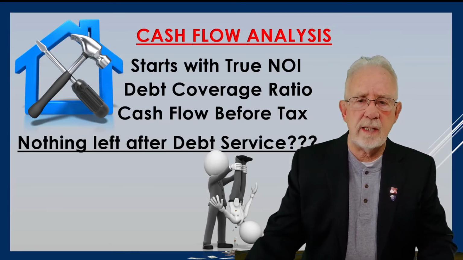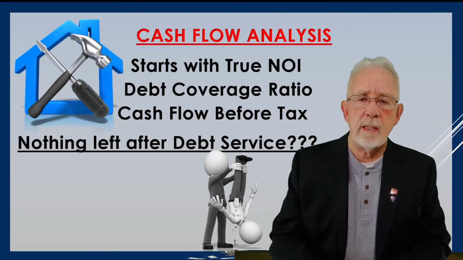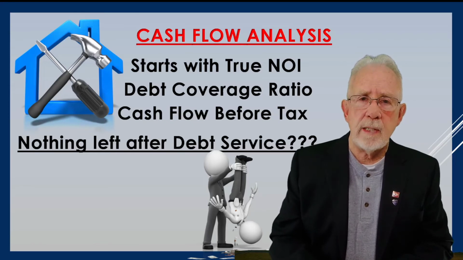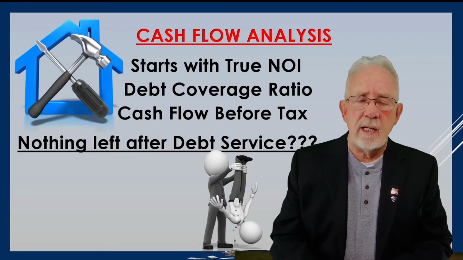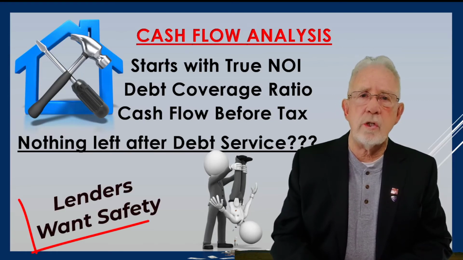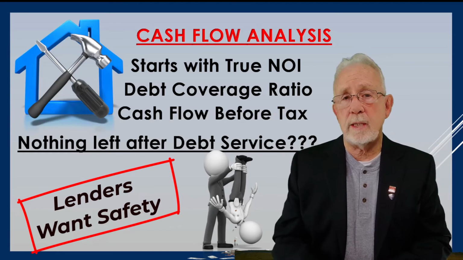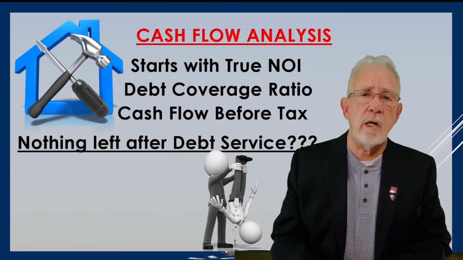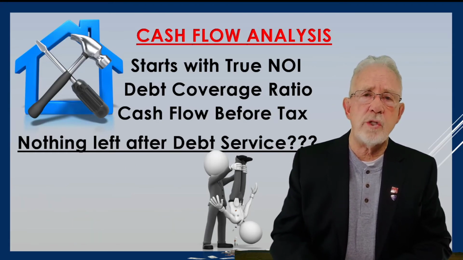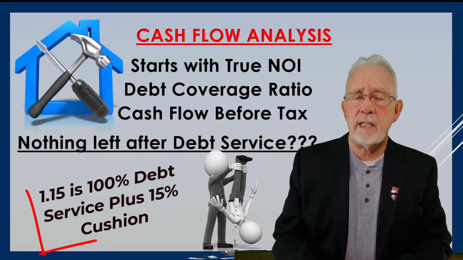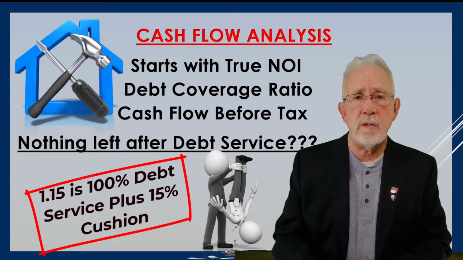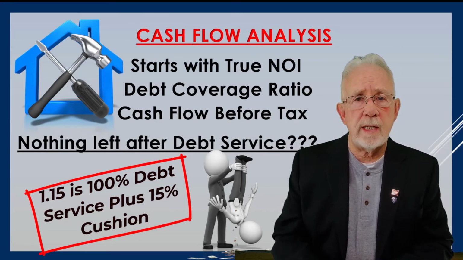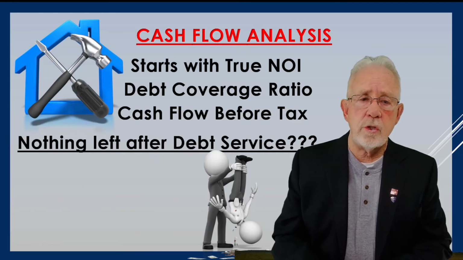Why does a lender want a debt coverage ratio? They say that your debt service can be equal to your NOI. And so if your NOI will handle a certain amount of debt service, the lender says, I want a cushion, and the cushion is 15% or 20% or 25%. And your loan is based off of that debt coverage ratio. So a 1.15 debt coverage ratio means that 100% of the NOI will cover the debt service, and then 15% is your cushion to make sure that you don't get in trouble.